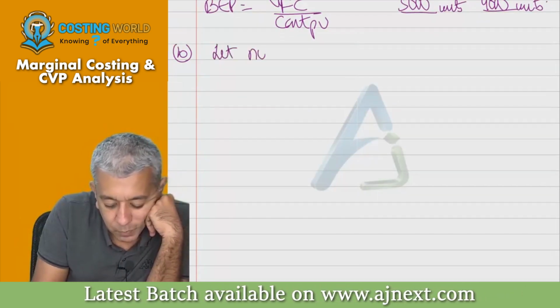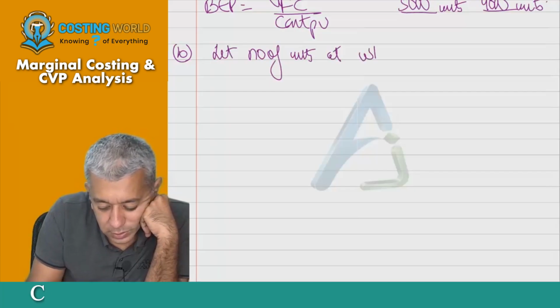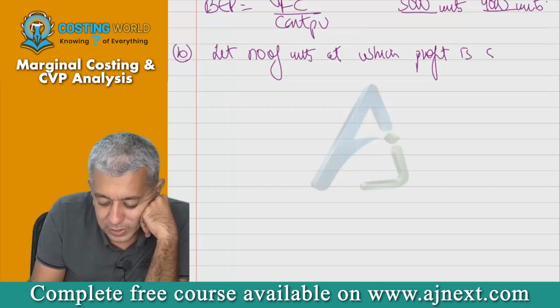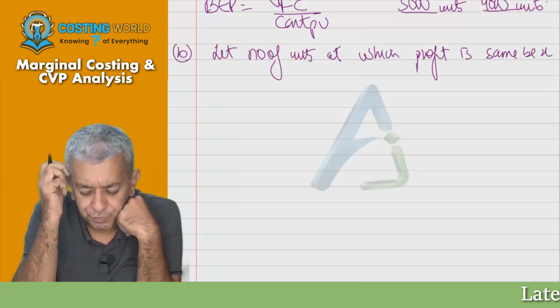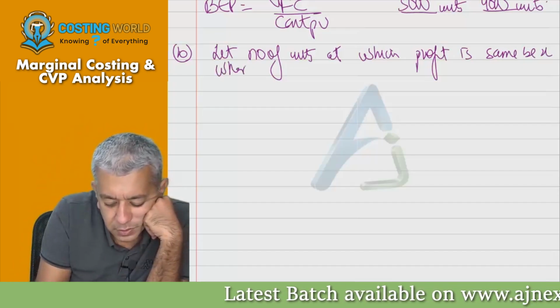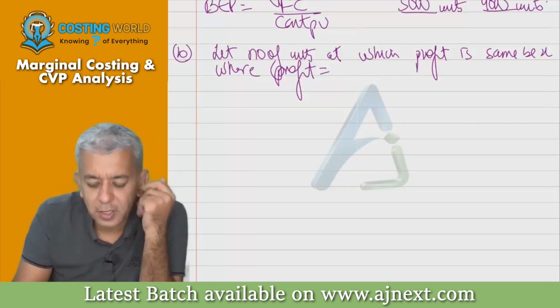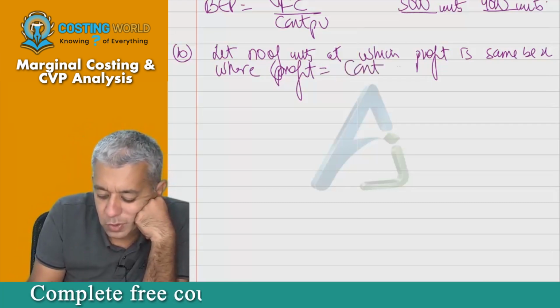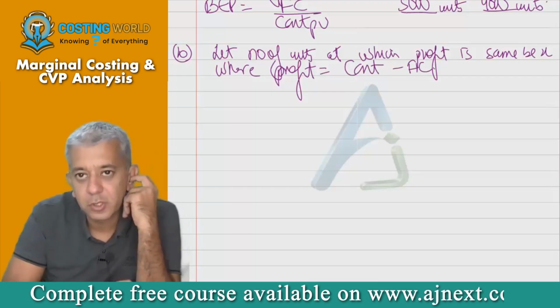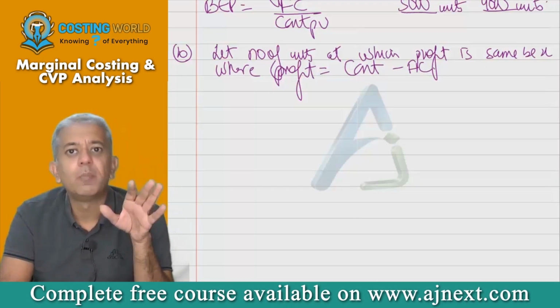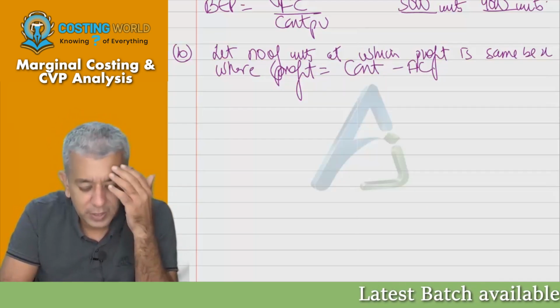Let x be the number of units at which profit is the same. In this particular chapter, your profit is always contribution minus fixed cost. Profit should be the same from both the machines. So let the number of units at which profit will be the same be x.